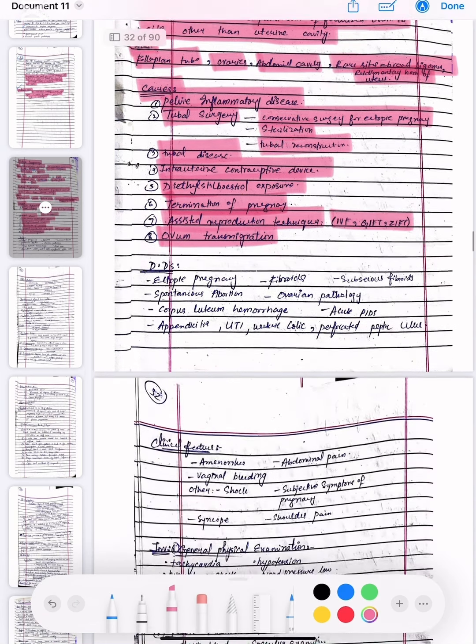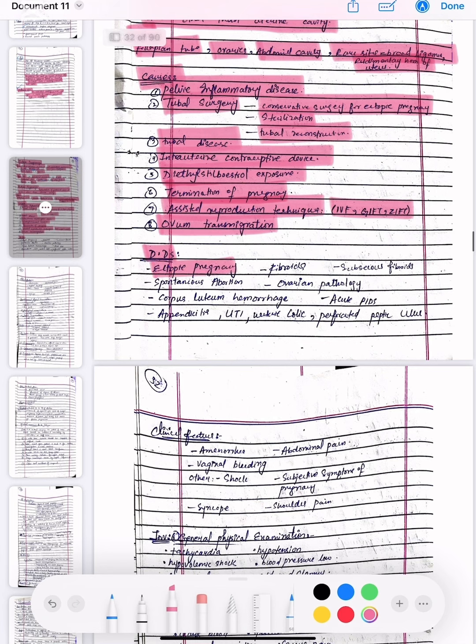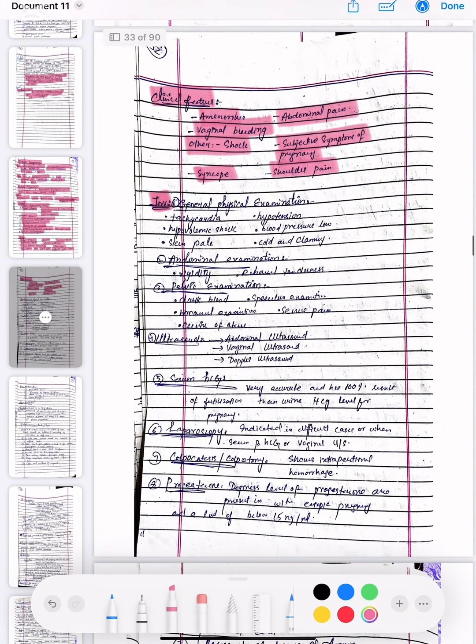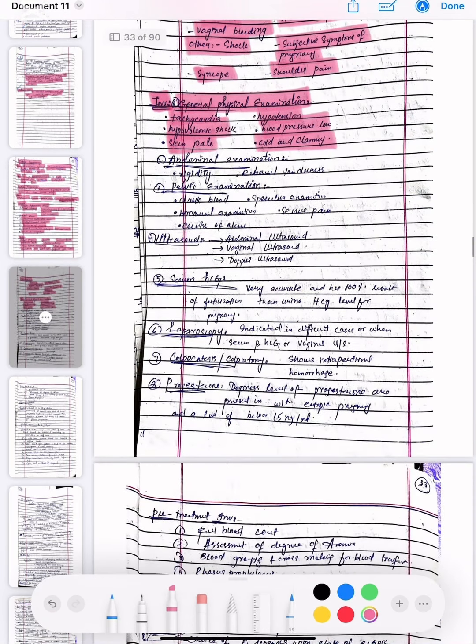Okay, the differential diagnosis of ectopic pregnancy includes fibroids, subserous fibroids, spontaneous abortion, ovarian pathology, corpus luteum hemorrhage, acute PID, appendicitis, UTI, ureteric colic, and perforated peptic ulcer. The clinical features are amenorrhea, abdominal pain, vaginal bleeding, and others are shock, symptoms of pregnancy, syncope, and shoulder pain. The investigation options for ectopic pregnancy start with general physical examination: tachycardia, hypotension, hypovolemic shock, skin pale and cold clammy. These signs are present in ectopic pregnancy.